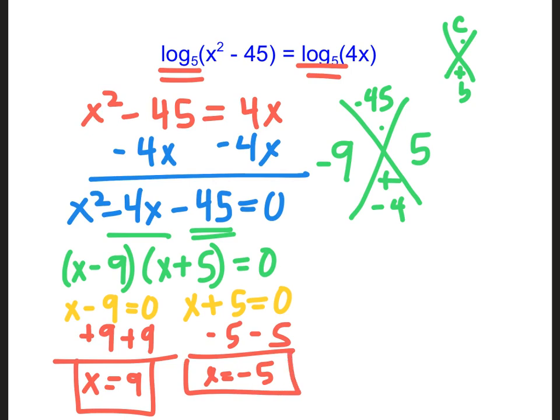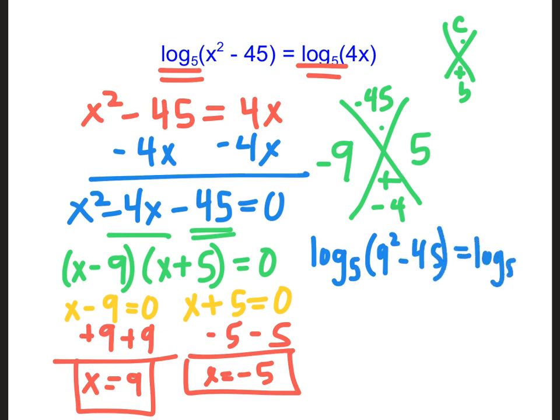Again, we are going to go ahead and plug these into our equations and hope that they work out nice. So again, I used that original equation. So we're going to do log base 5 of 9 squared minus 45 equals log base 5 of 4 times 9.